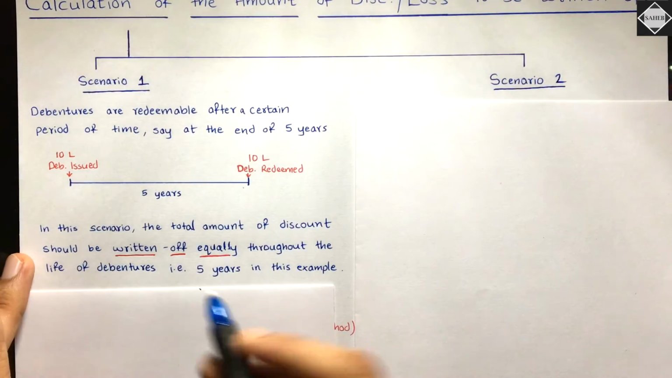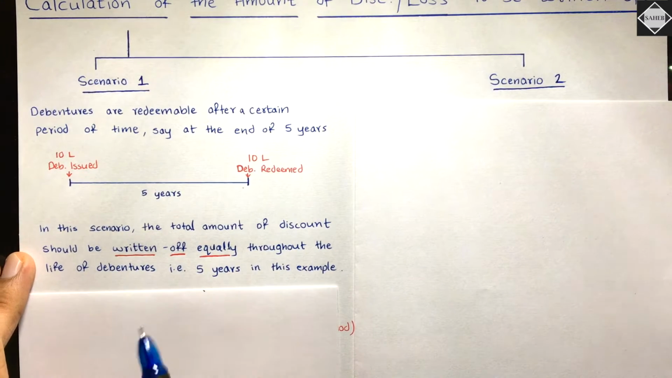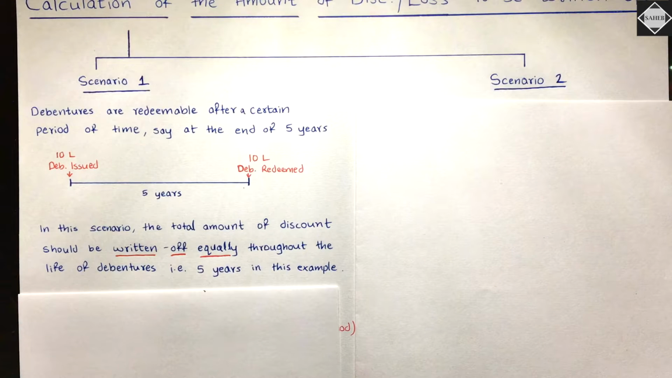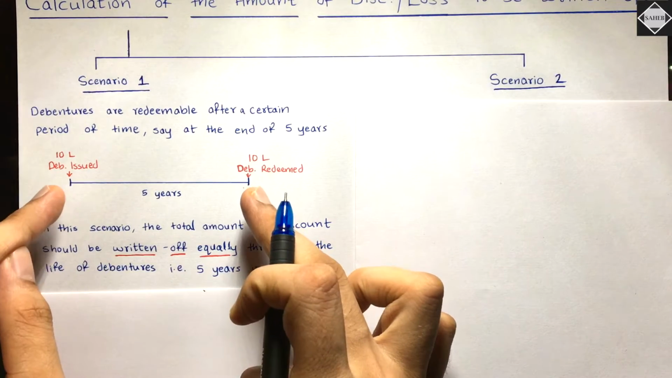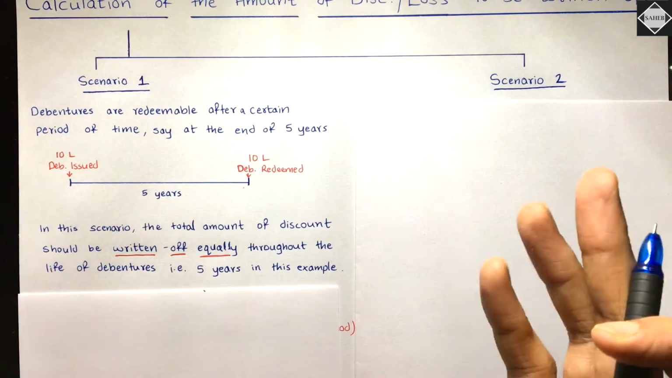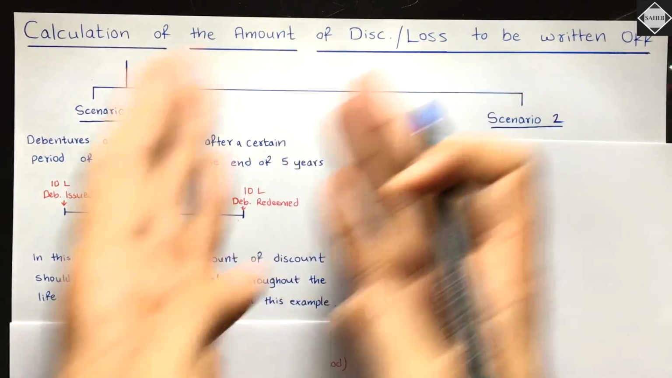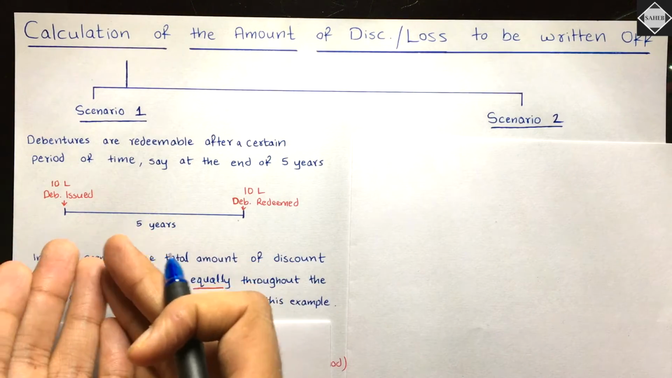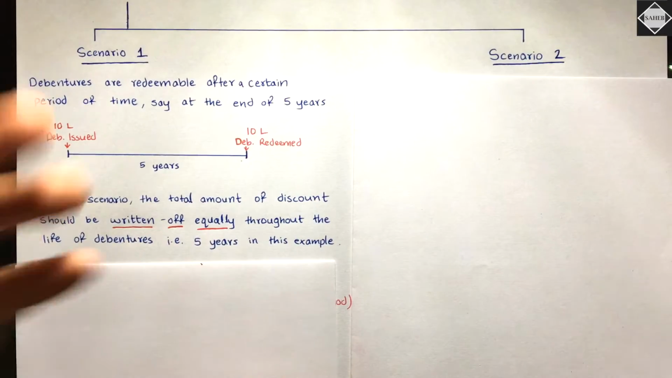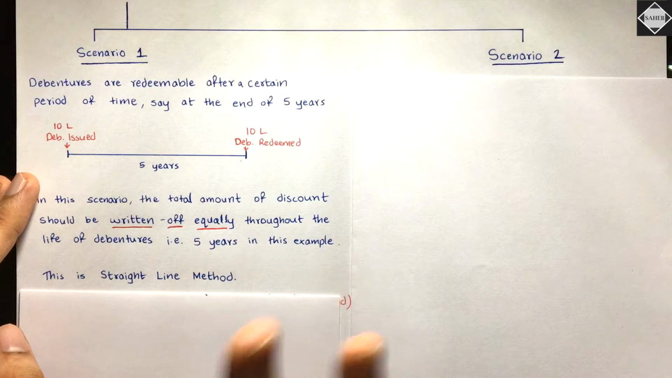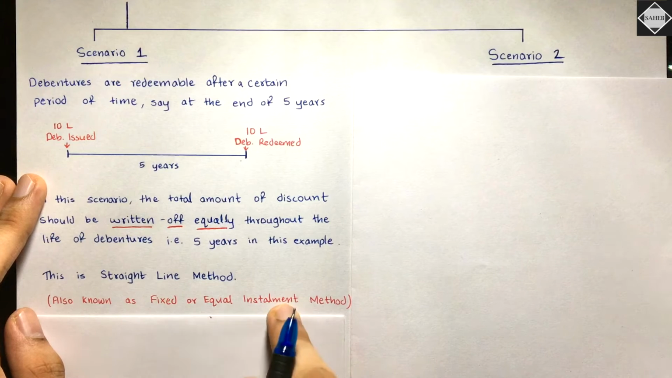See, in this scenario, the total amount of discount should be written off equally throughout the life of debentures. Why equally? What's the logic? Logic I have explained to you. We had that 10 lakh for the entire period. We have taken the benefit from that 10 lakh equally throughout the years. So that is why we say this discount or loss also happened because of that, because of issue of debenture. So let's distribute it equally only, 5 years in this example. All right. So this is called straight line method. It's straight lining, or it's also known in some books as fixed or equal installment method.